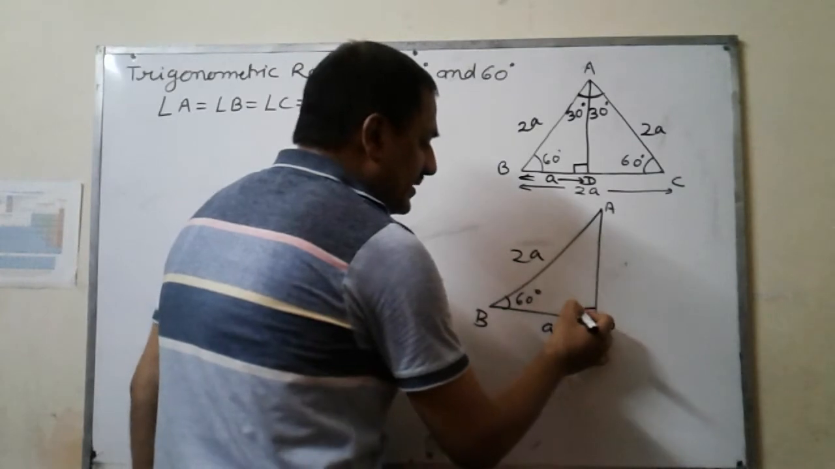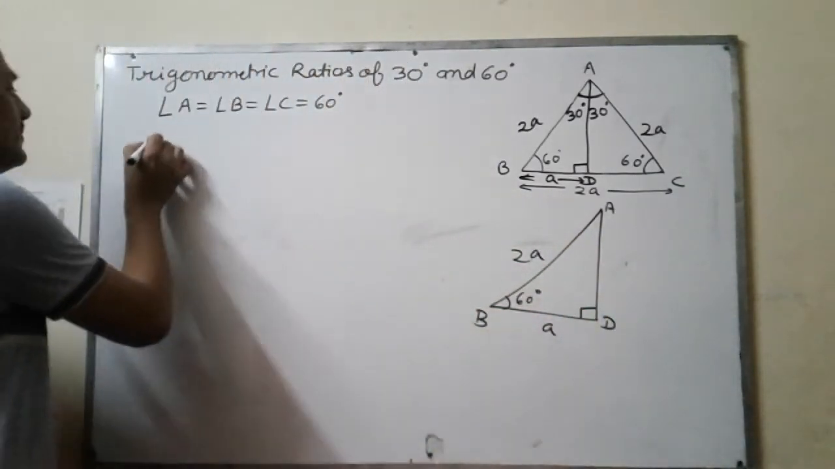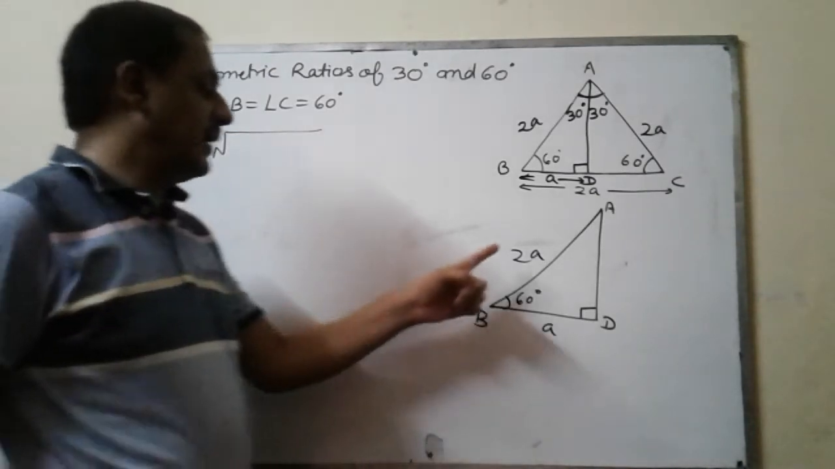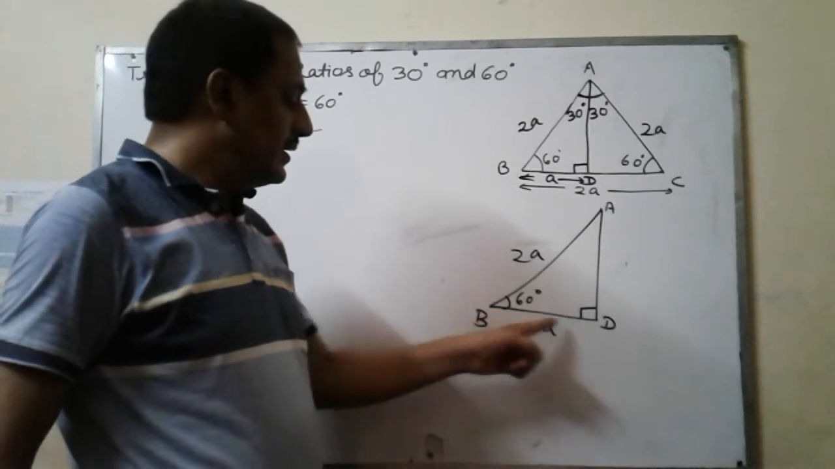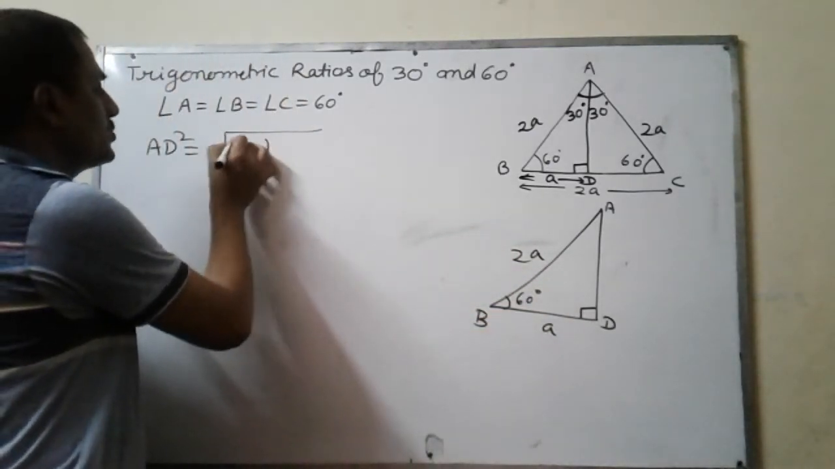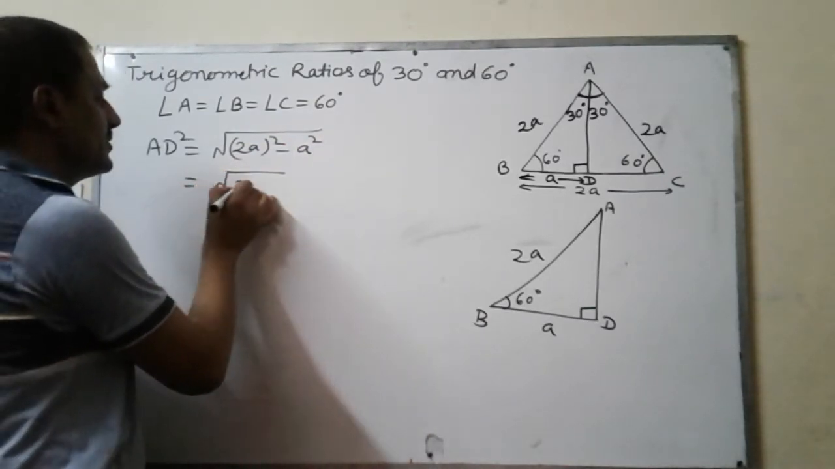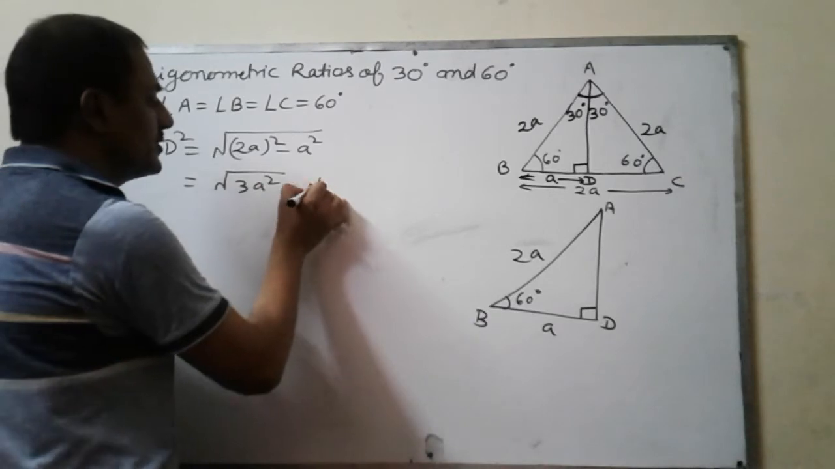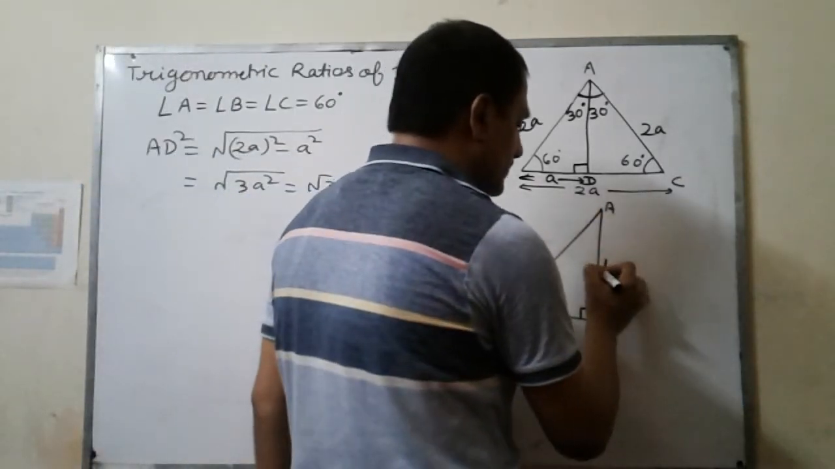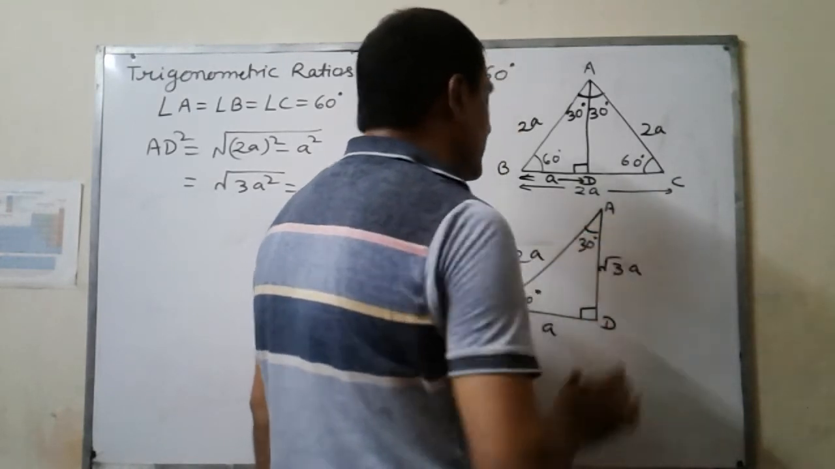Yes, we can find the length of AD by using Pythagoras theorem. AD is equal to under root of square of hypotenuse minus square of base. Under root of 2A whole square minus A square is equal to under root 3A square, equal to root 3 times A unit, and the value of this angle is 30 degree.